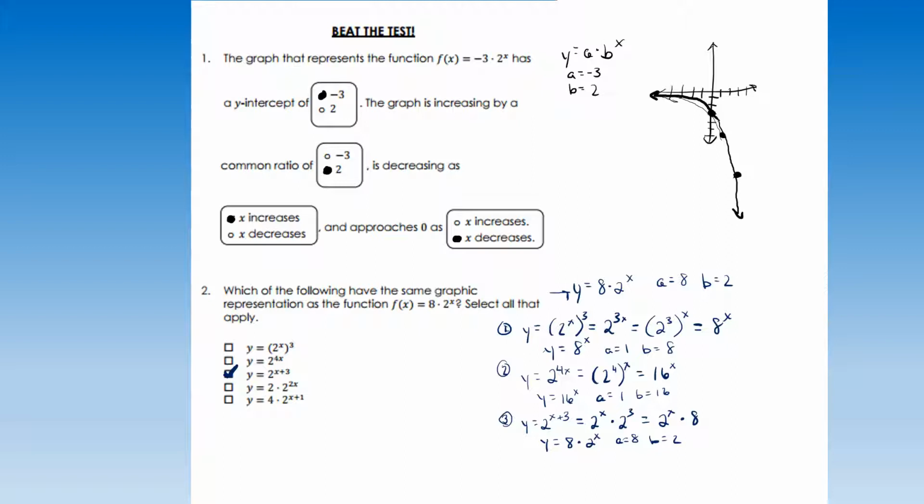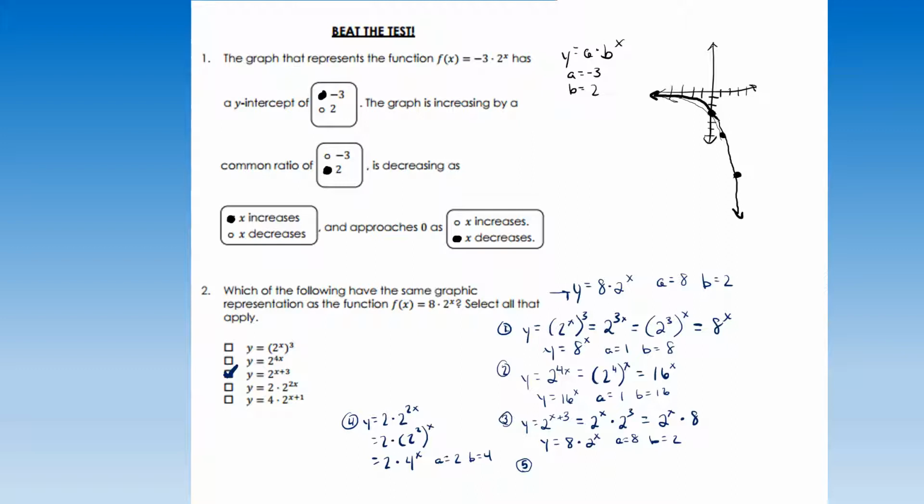All right. The next one we've got is y equals 2 times 2 to the x. Okay, so if I've got 2 times 2 to the x, that 2 to the x could be split up. So that could be 2 times 2 squared to the x power, which would be 2 times 4 to the x. So in this case, a is 2 and b is 4. So it's not the same as my first equation.